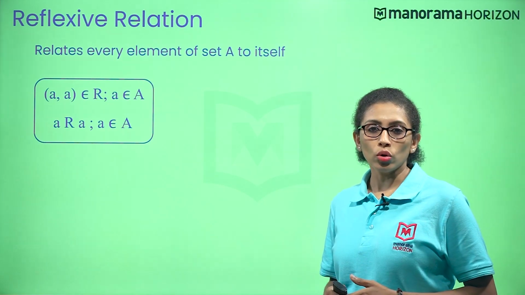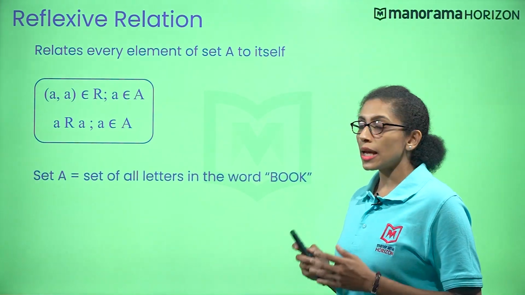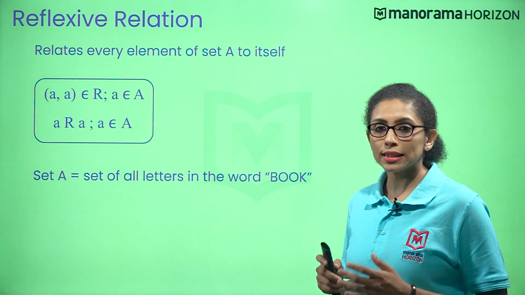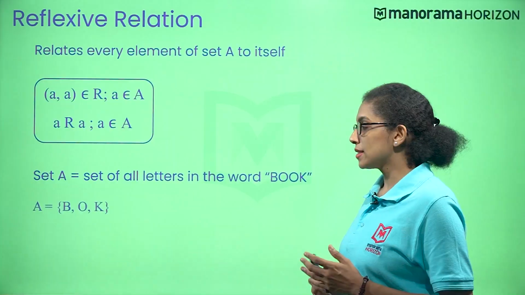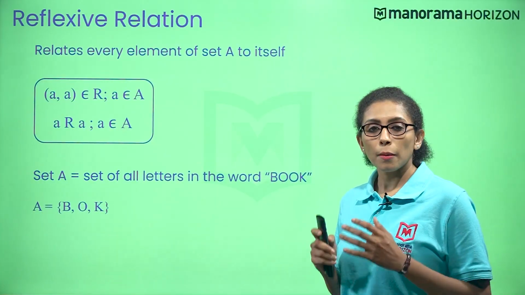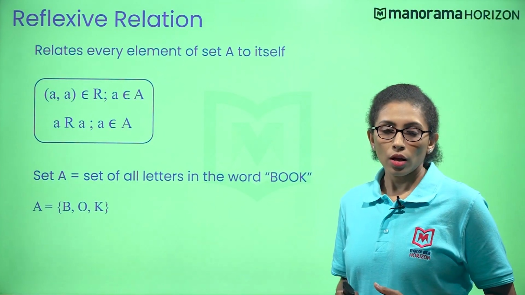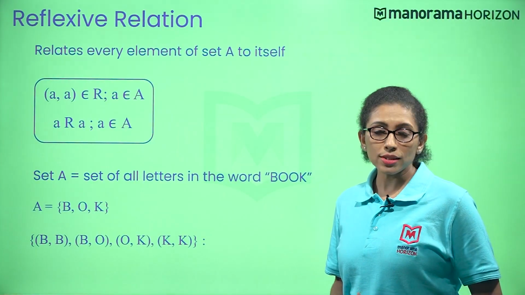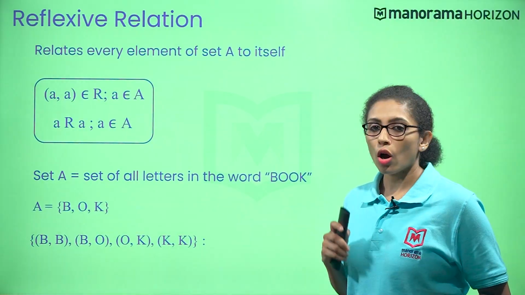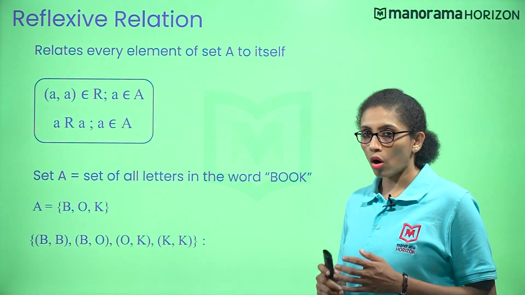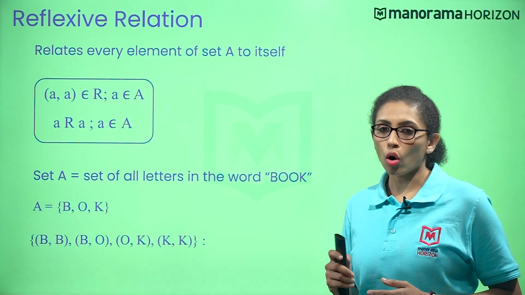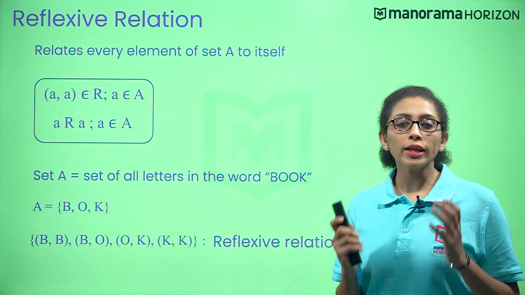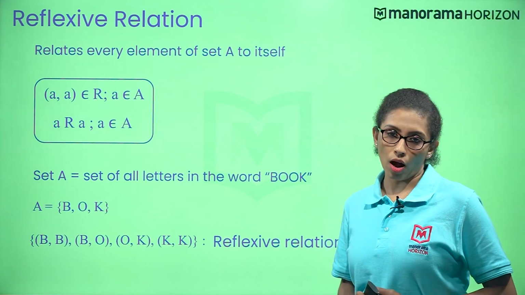To understand more, consider for instance, set A is equal to the set of all letters in the word book. So, set A in roster form will be A equals {b, o, k}. A relation R is defined as {(b, b), (b, o), (o, k) and (k, k)}. It is reflexive since all the ordered pairs lie in R.